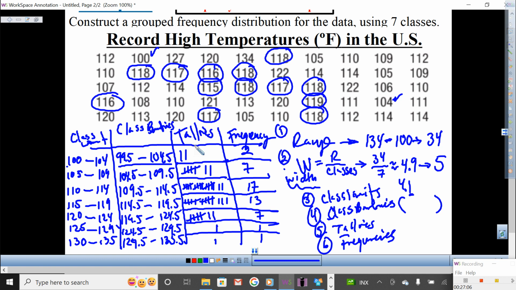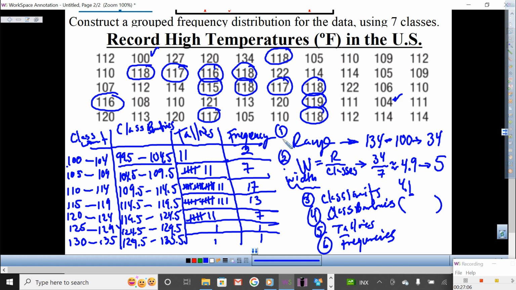You either pick a histogram, what's the other one? Ogive, and then the other one? Starts with a P? Yeah, polygon, the polygon one, right?